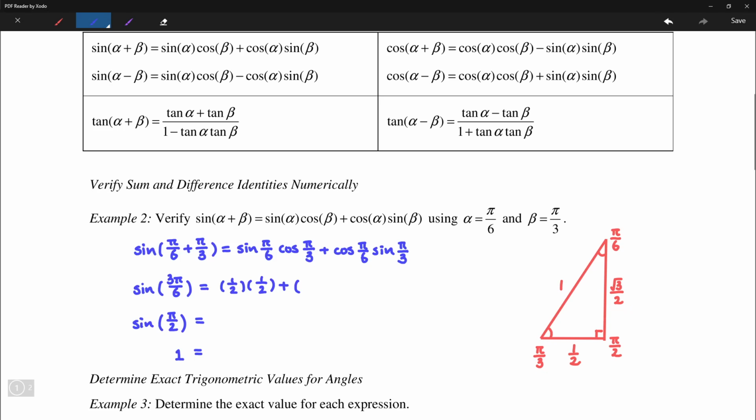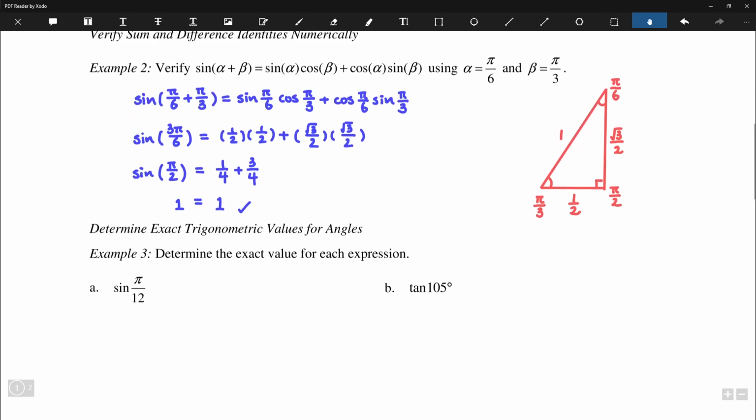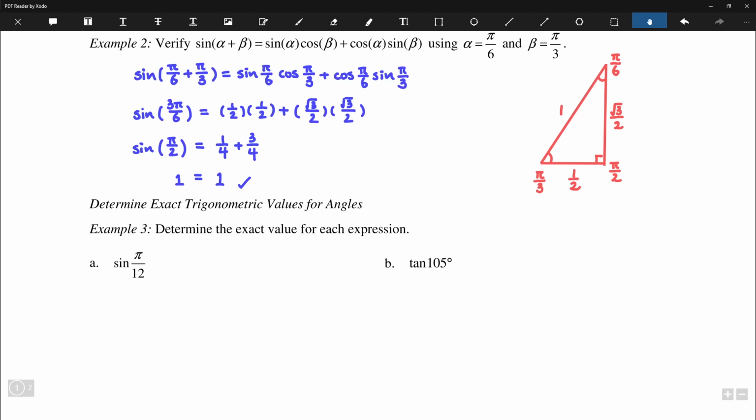So this would be, of course, the square root of 3/2 multiplied by the square root of 3/2. So 1/2 times 1/2 is a quarter. And root 3 over 2 times root 3 over 2 is 3/4. And if we add those together, we do get 1 equals 1. And so at least for the values of pi over 6 and pi over 3, the sum identity works. And working with the identities allows us to find exact trigonometric values for angles that were not possible before.